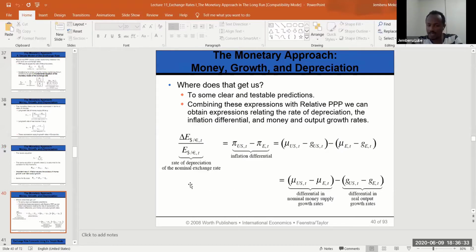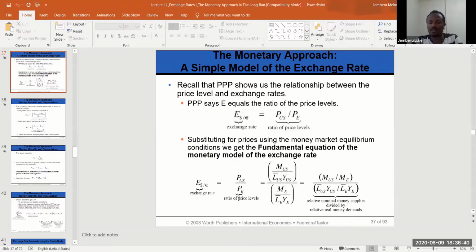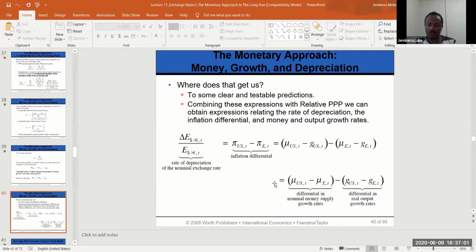We already took the percentage change, so we have the percentage change in exchange rate, and the percentage change in the ratio of prices is the inflation differential. Here we have money grows and GDP grows for the US, and the same thing for Europe. If you rearrange this one you will get this one. So what does it mean? The percentage change in exchange rate, let's call it depreciation if it is increasing, is equal to the inflation differential. We have worked up to the inflation differential.